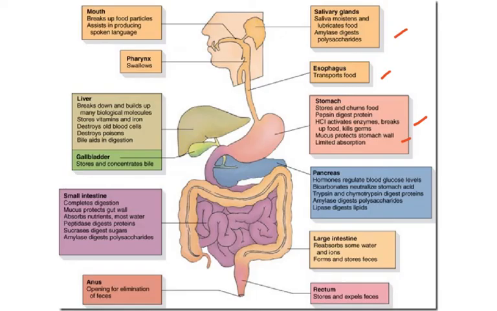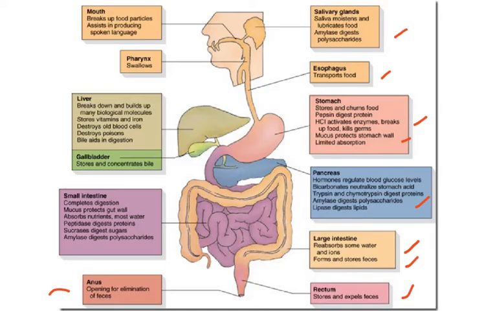Then the pancreas, hormones regulate blood glucose, bicarbonate neutralizes the stomach acid, trypsin and chymotrypsin digest the proteins, amylase digests the polysaccharides, and lipase digests the lipids. Large intestine reabsorbs some water and ions, forms and stores the feces. Rectum stores and expels the feces. Anus is the opening for the elimination of the feces.